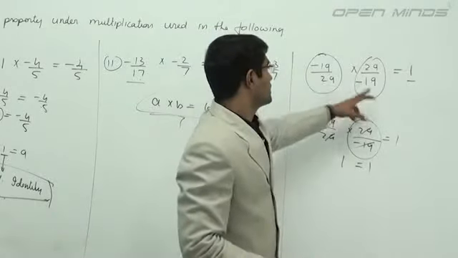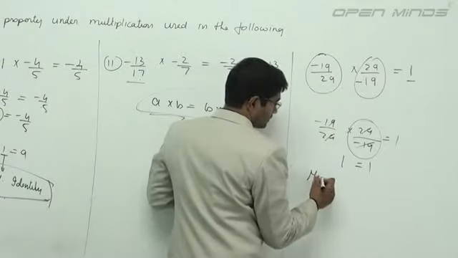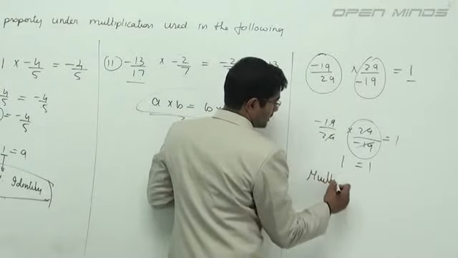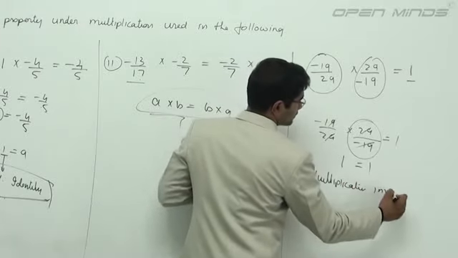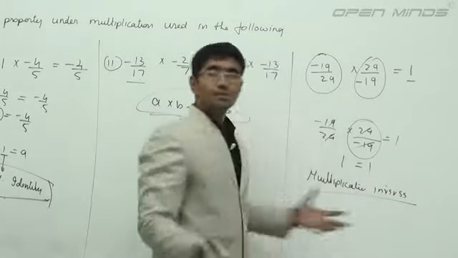So I can write this guy as the multiplicative inverse property used. That's all about it, right?